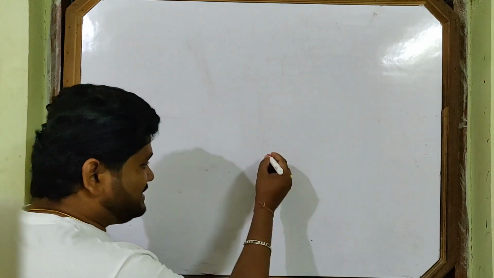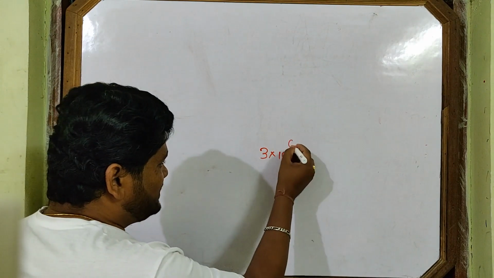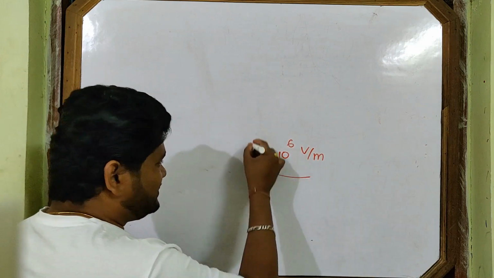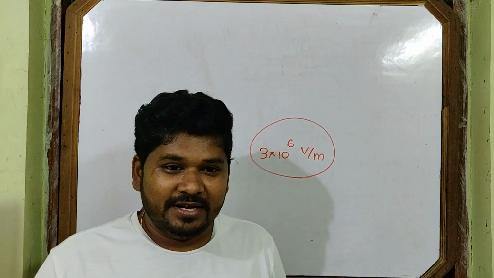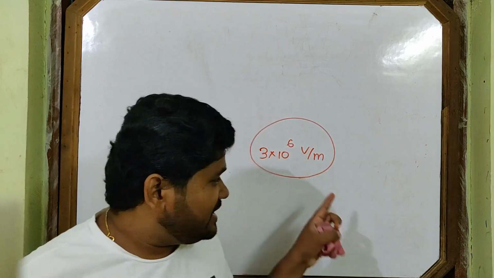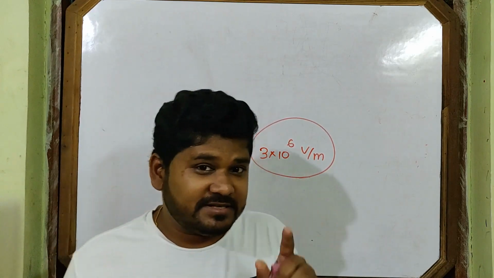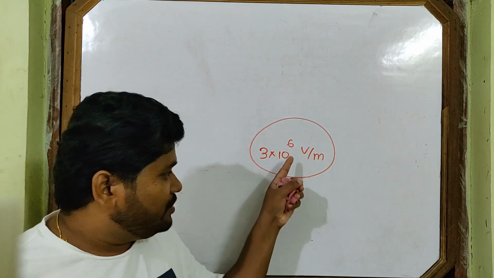What is the dielectric strength of air? You know, the dielectric strength of air is 3 into 10 to the power 6 volt per meter. This is the dielectric strength of air. It means in 1 meter distance, this is the electric field. Volt per meter means dielectric strength is the electric field.